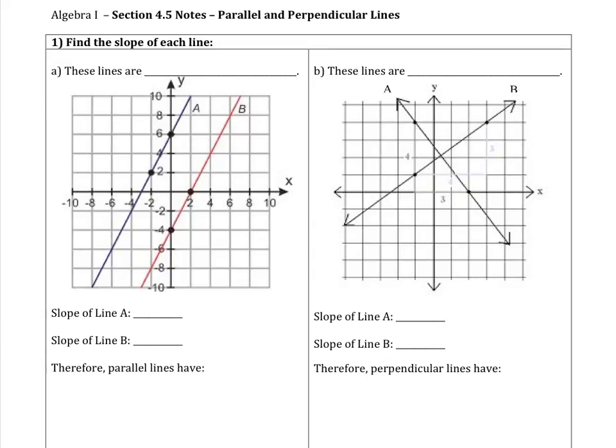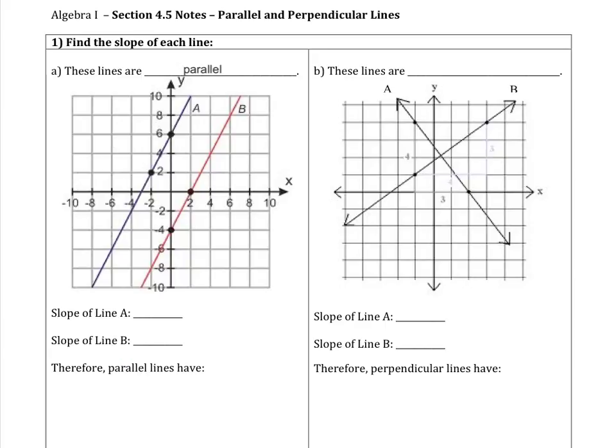So we'll start with part A, where it says these lines are, and it appears that these two lines are parallel, meaning they will never intersect. So let's fill in that first blank with parallel. And again, that means that they will never run into each other. So next we are asked to find the slope of line A and of line B.